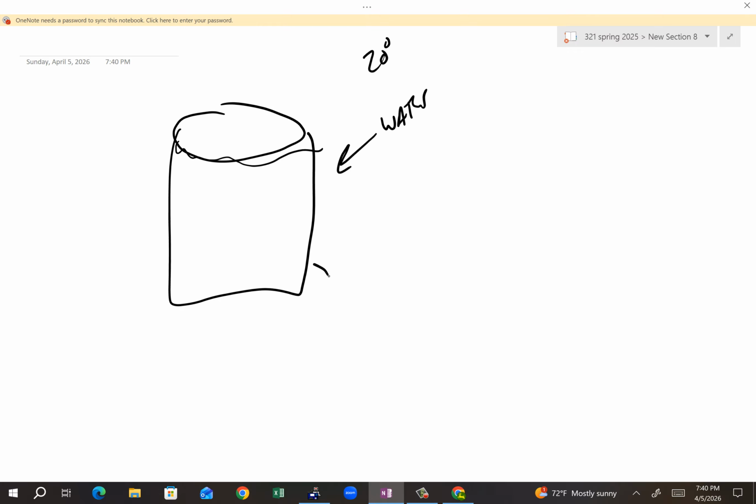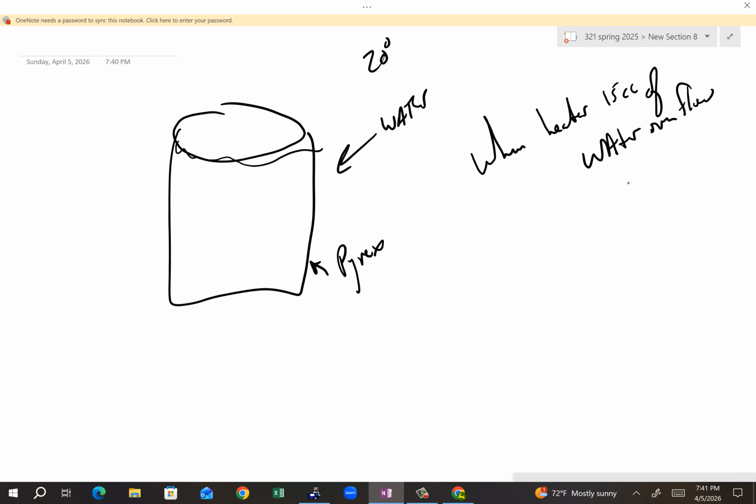20 degrees C. It's a Pyrex container. And when it's heated, the whole kit and caboodle, 15 cc's of water overflow. What is the new temp? Okay. Well, guess what happens?